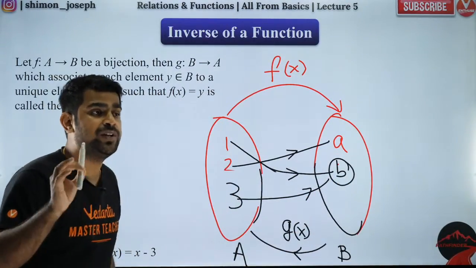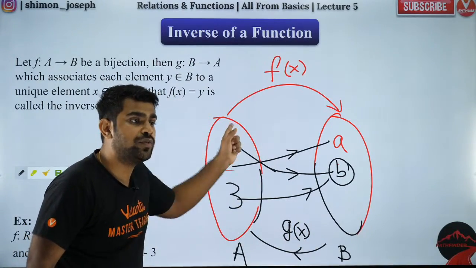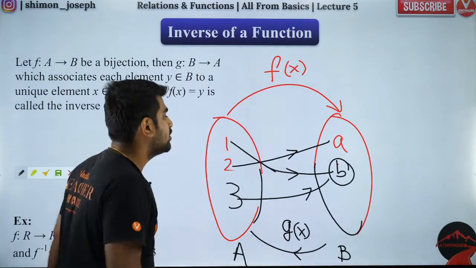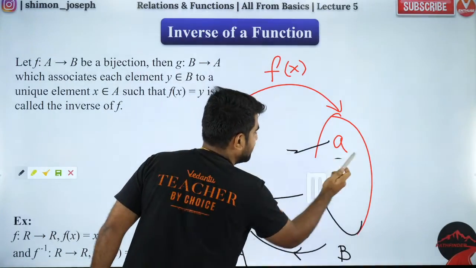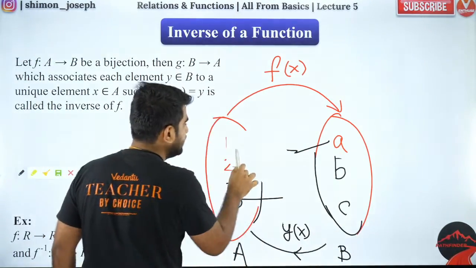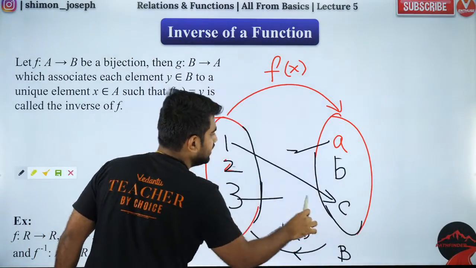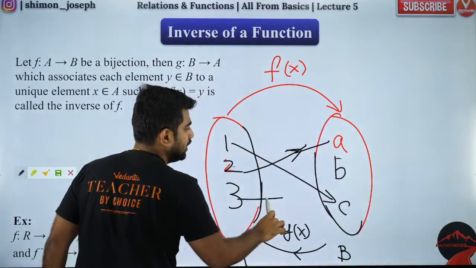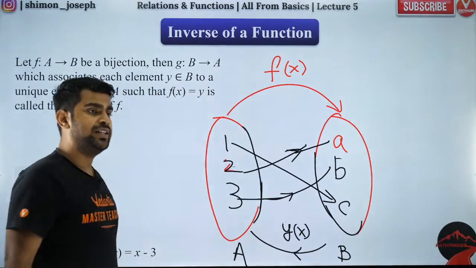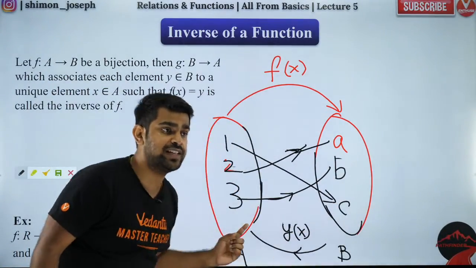That is why, people, for your inverse to exist, your function should be bijective. So that is why I wrote it in that fashion. If your function is a bijection, then we have no problem. So let's say 1 is related to C, 2 is related to A, 3 is related to B. Now this is a bijection. For this, I can have an inverse existing.